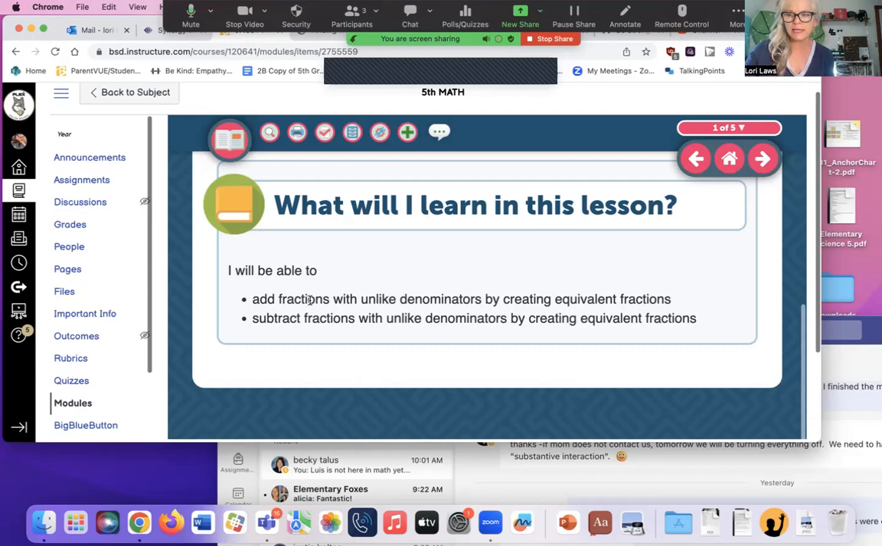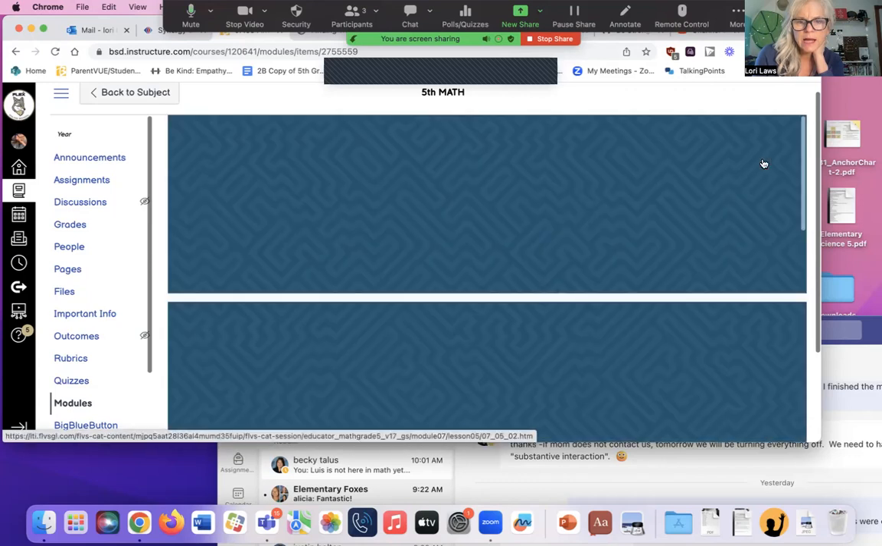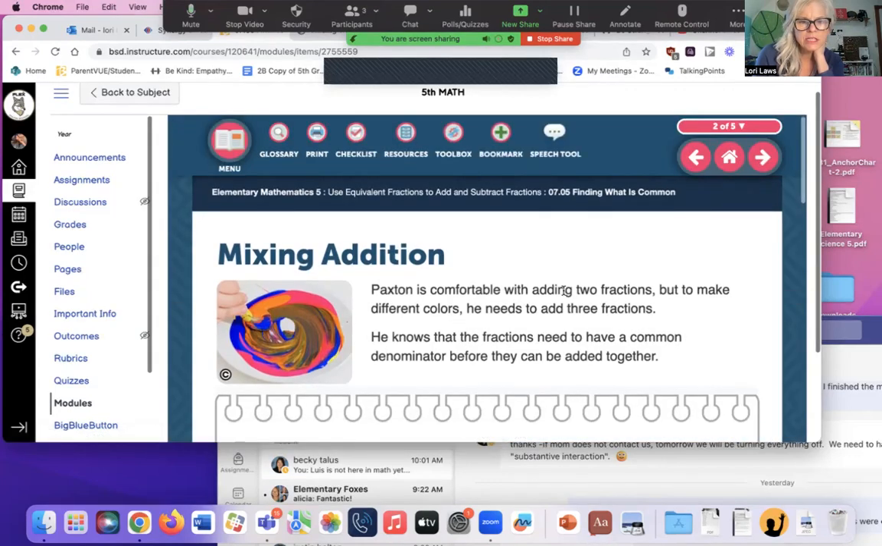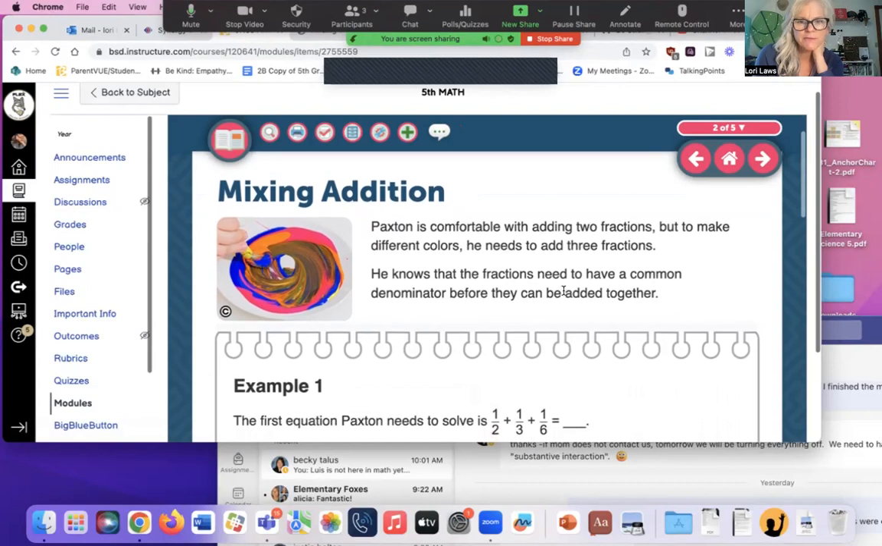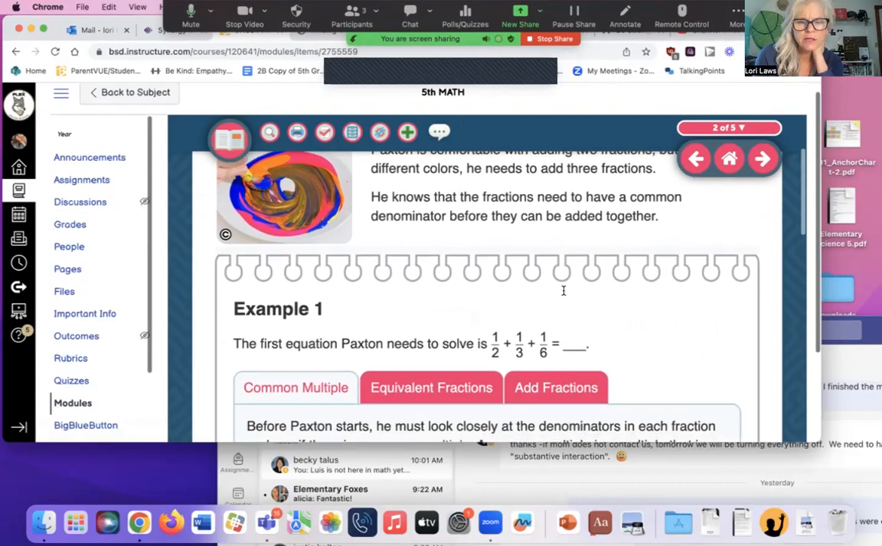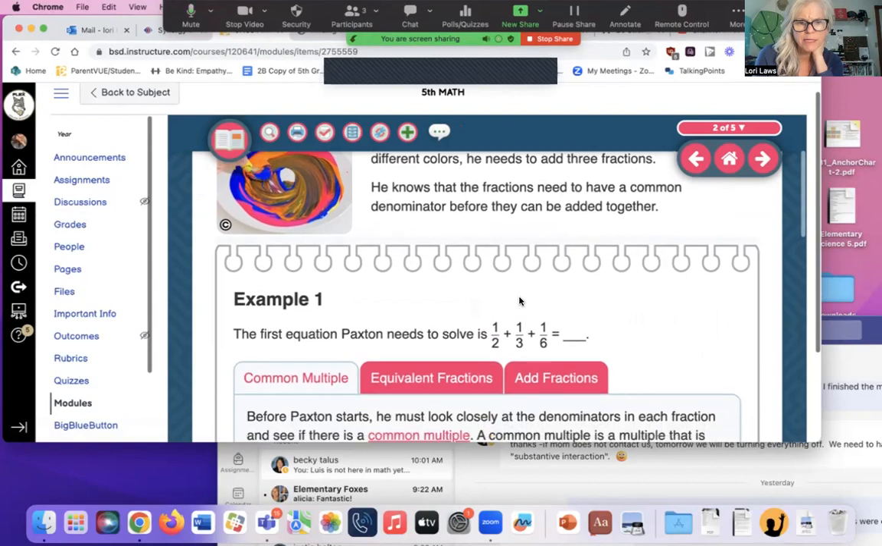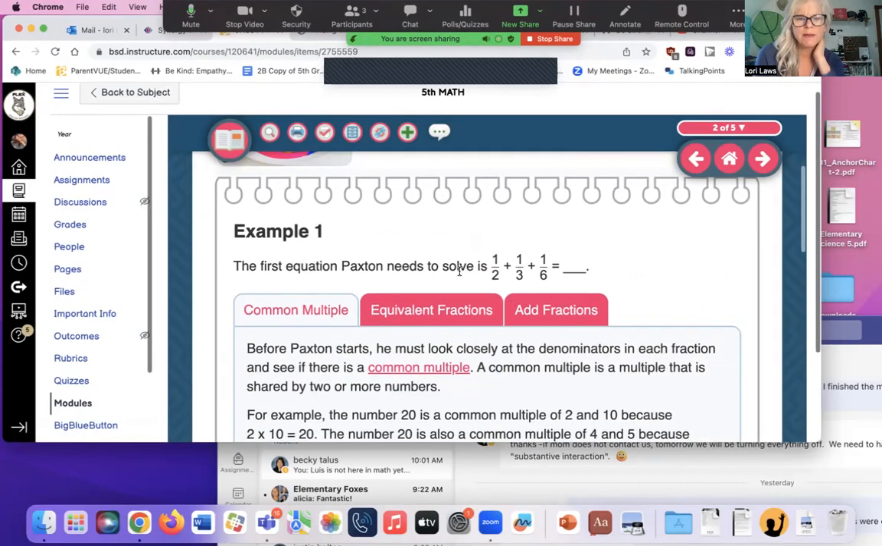Let's say you each get a plate. You can divide those plates. Even though there's only 2 plates, you can take and get a 3rd plate and divide the food up, right? So let's look here. Mixing addition. Paxton is comfortable with adding 2 fractions, but to make different colors, he needs to add 3 fractions. He knows that the fractions need to have a common denominator. The first equation Paxton needs to solve is 1/2 plus 1/3 plus 1/6.